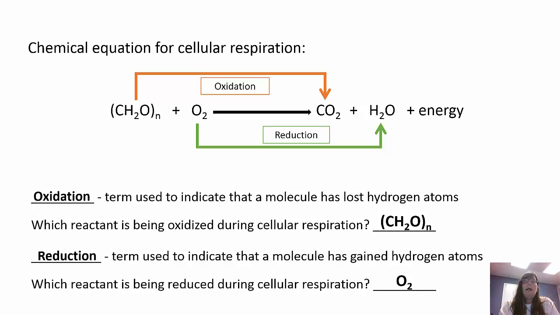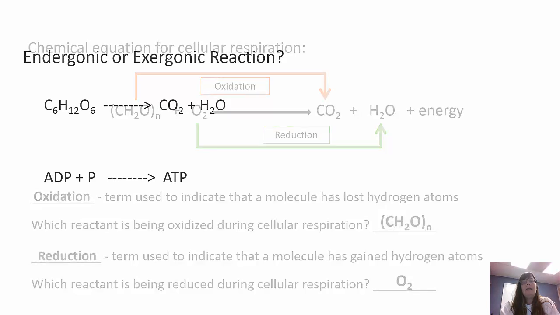So when you ask which reactant is being oxidized during respiration, it's the carbohydrate. Now, if you look at the oxygen, it is actually being reduced to water because it's gaining hydrogens. So if you're asked what reactant is being reduced during cellular respiration, it is the oxygen. The oxygen is reduced to water, and then energy, which is ATP, is created in the process.